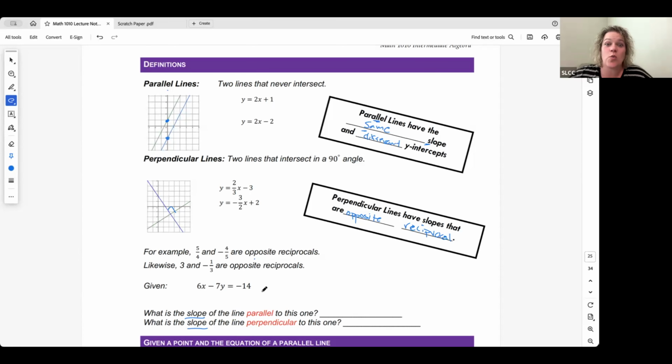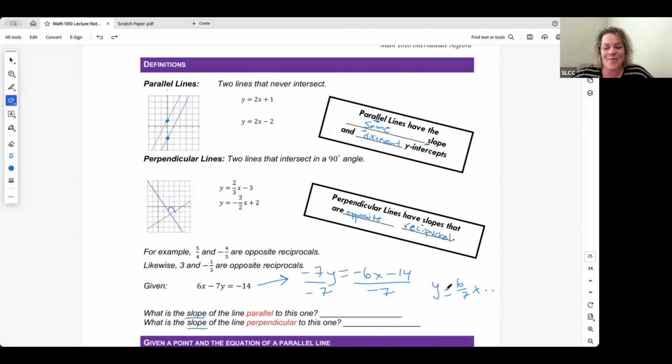Okay, well, first of all, we need the slope. So we need to change this into slope-intercept form by subtracting the 6x. So negative 7y equals negative 6x, and then dividing by negative 7. So divide both sides by negative 7. So y equals a positive 6/7 x, and so on. I don't care about the y-intercept because it doesn't help me find a line that's perpendicular or parallel.